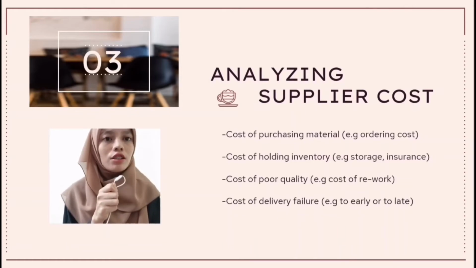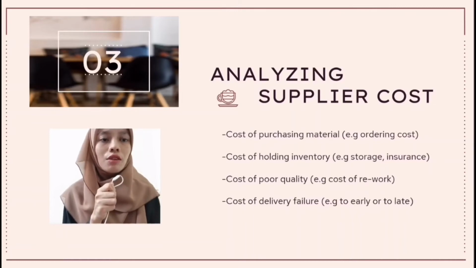The third cost that should be analyzed is cost of poor quality. The example is cost of rework. The last cost that should be analyzed is cost of delivery failure. For example, too early delivered or too late delivered.